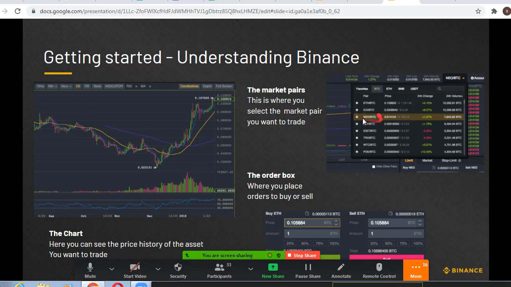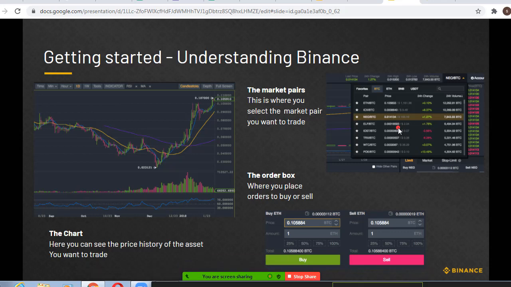Now we have the market. The market shows you the pairs. That is where you can select your market pair, trade and make your exchanges. It also shows you the order box. Now the order box is where you place your trades, and your trade gets executed.